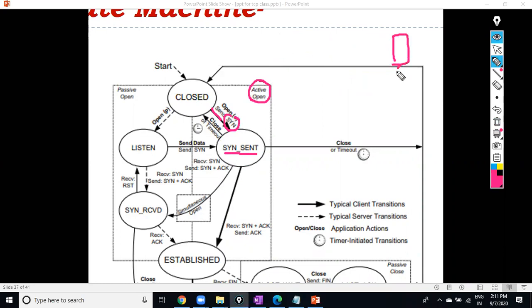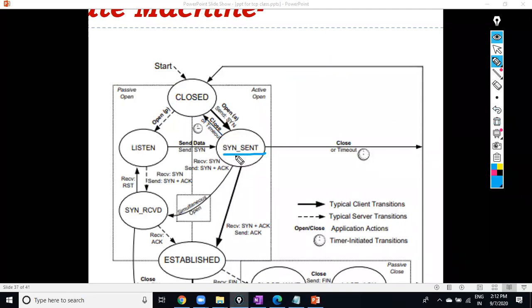On the other hand, let's consider when I'm sending the SYN packet and after that I'm not getting any reply. If your RTO timeout expires and I'm still not getting any reply, then that connection will be closed. If there is no SYN plus ACK from the server side, it will go back to the closed state, a U-turn from there.